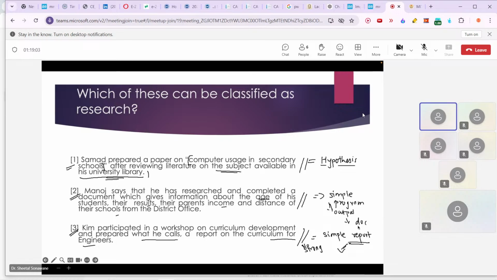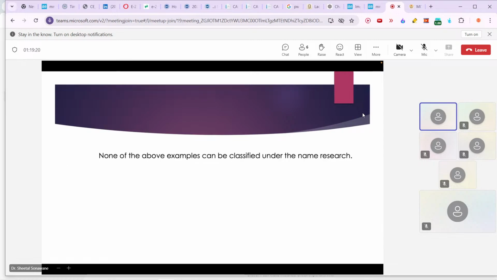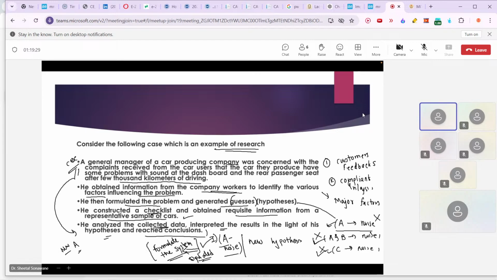So hypothesis has not been defined in the first case. In this second case, it's a simple program which gives you an output, and in the third case, it's a simple report. So there is only a single step of the research process that has been handled. Hence, none of these examples are classified as research. Then how do we say an example of research? So let us say this particular problem statement. We'll do it one by one.